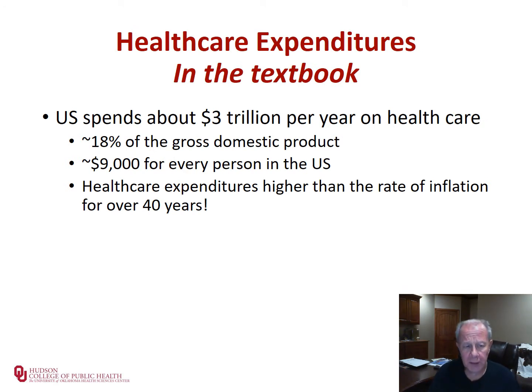So this is what's in your textbook. Healthcare expenditures in the United States currently exceed $3 trillion per year, which is almost 18% of the gross domestic product. That means for every single dollar that the U.S. economy produces, 18% is spent on healthcare, more than $9,000 for every person in the United States. And one of the sad things about healthcare and healthcare costs is that healthcare expenditures have been higher than the rate of inflation for more than 40 years now.